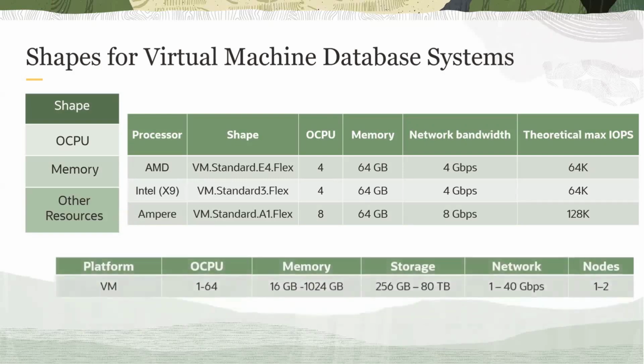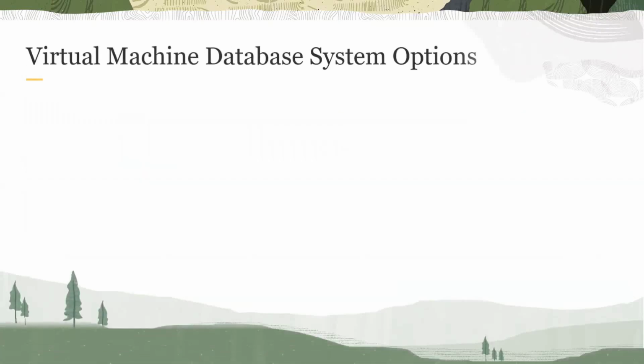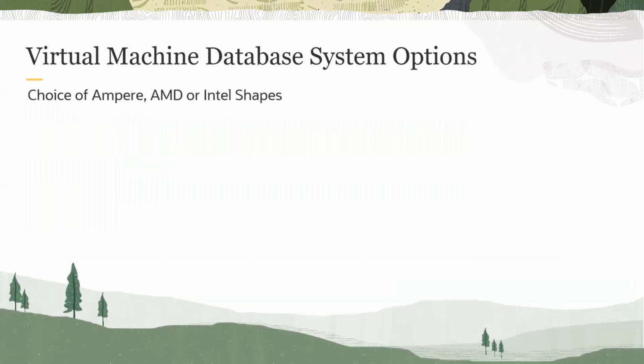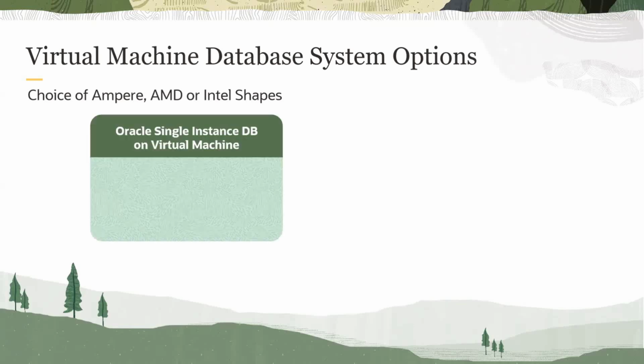When you take a look at your virtual machine database system, it offers various shapes, as we discussed, from 1 to 64, and you can see the range in terms of the availability of memory from that 1 to 64 configuration, the storage, the network, as well as the number of nodes. Your virtual machine database system option provides those three processors that we mentioned, the Ampere, the AMD, and the Intel shape.